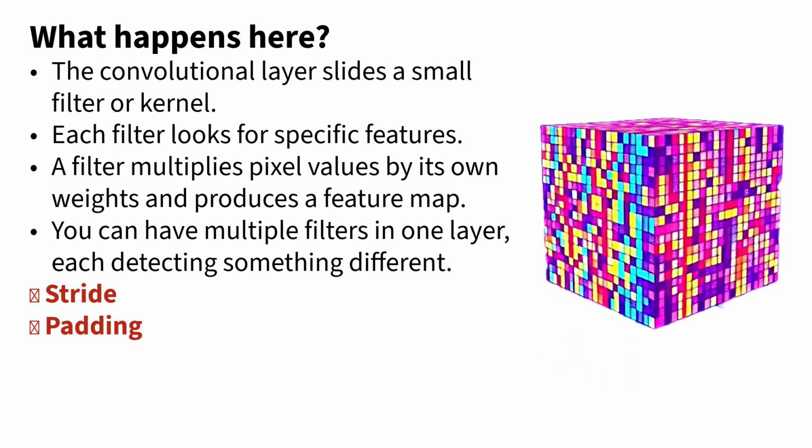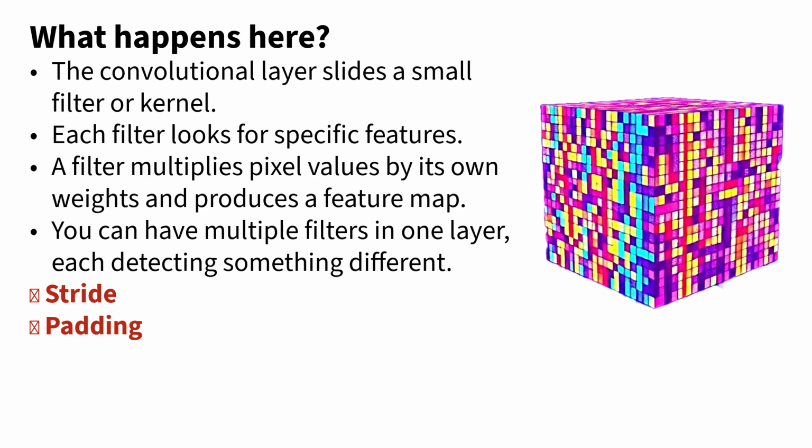The convolution layer is where CNNs get their name and power. So, what happens here? You have an image, say 32 by 32 pixels. The convolution layer slides a small filter or kernel, say 3 by 3, across the image. Each filter looks for specific features like vertical edges, horizontal lines, or curves. These are learned automatically during training.